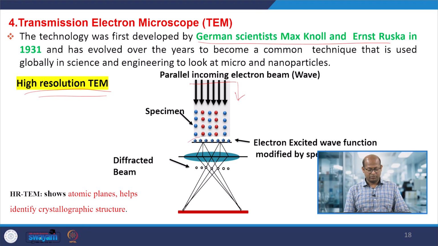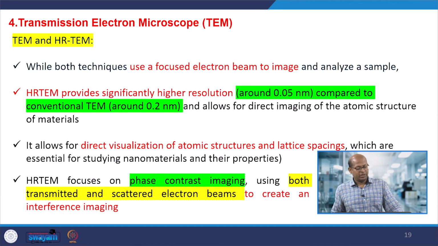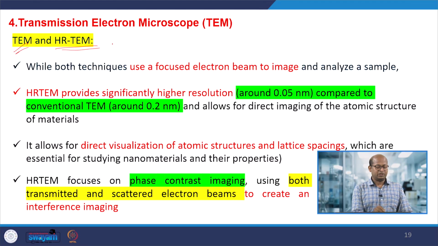Here are samples of specimens you can see, through which the beam is passing and an image is obtained. The basic difference is between TEMs and HR TEMs. In both cases we can get an image of the sample over which the electron beam is focused.